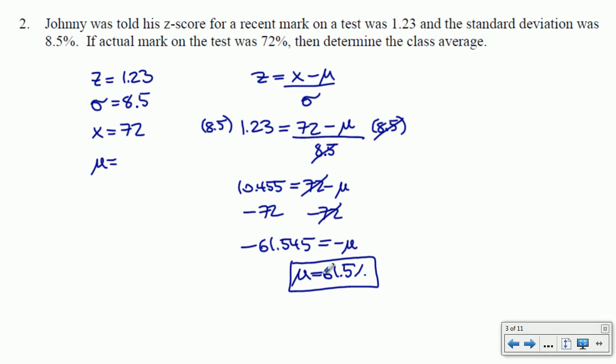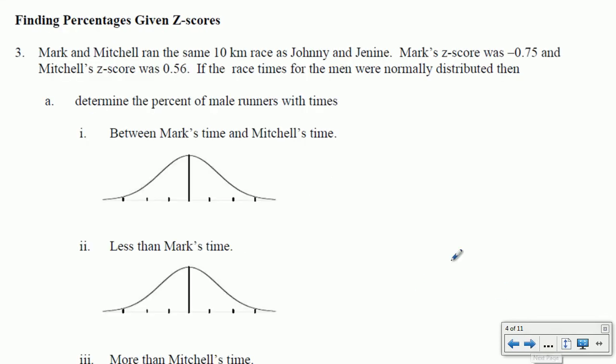So now let's look at this in relation to the normal distribution. In question number 3, Mark and Mitchell ran the same 10-kilometer race as Johnny and Janine. Mark's Z-score was negative 0.75, and Mitchell's Z-score was 0.56. So we're assuming the race times were normally distributed, and we need to determine a few things. We need to figure out the percent of male runners first with times between Mark's and Mitchell's time.